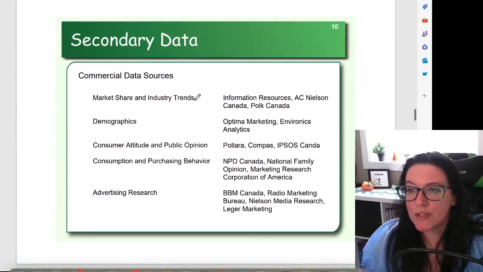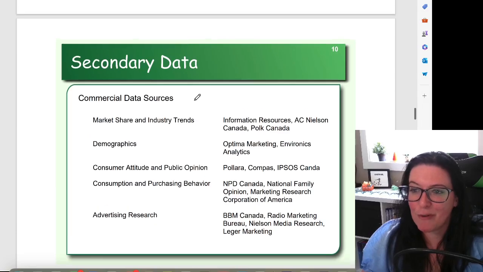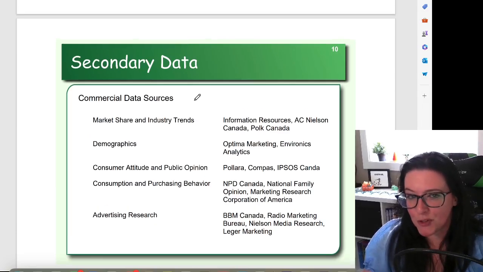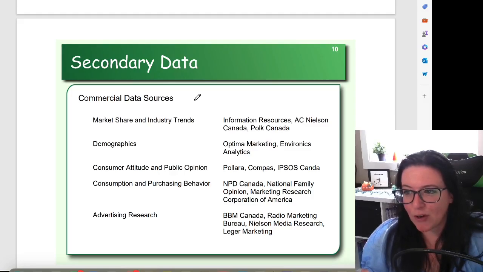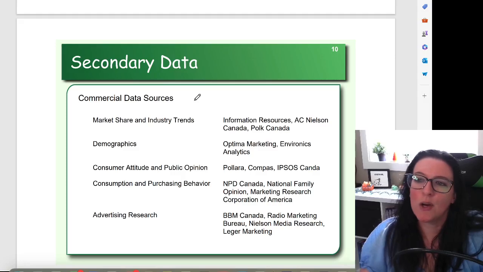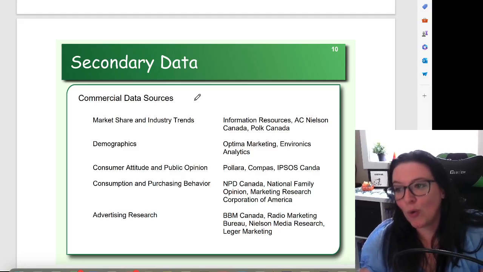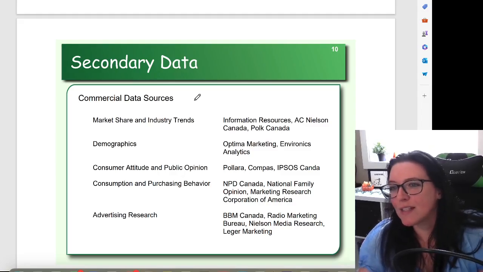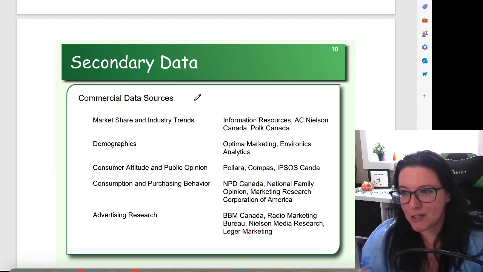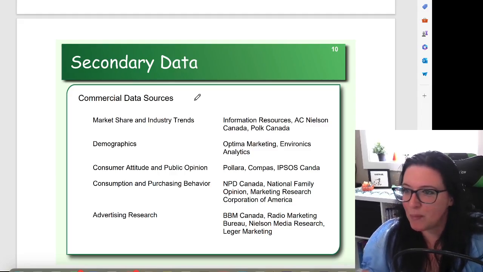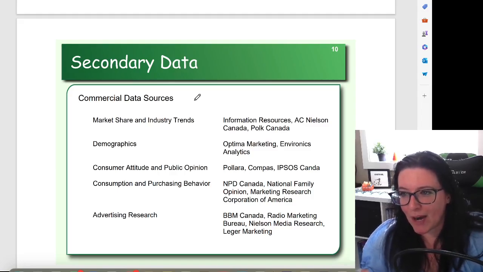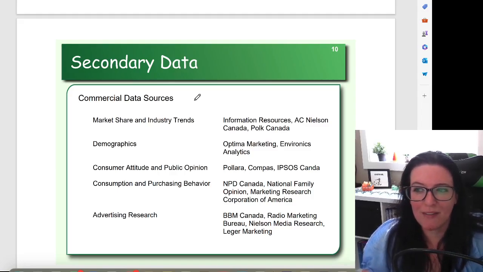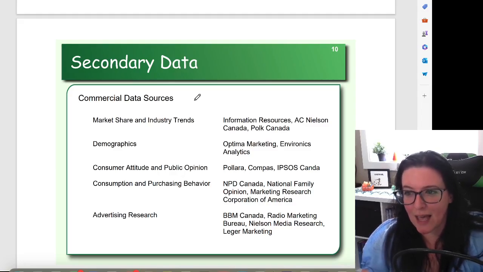Other commercial data sources are where you're paying for information from others who have done research. So a research aggregator pulls together publicly published information. Commercial data sources do their own research and will sell the findings to you. So for example, you can get information about industry trends from AC Nielsen, Polk Canada. You can get demographic information from Environics Analytics. We talked in a previous video about Environics Analytics.